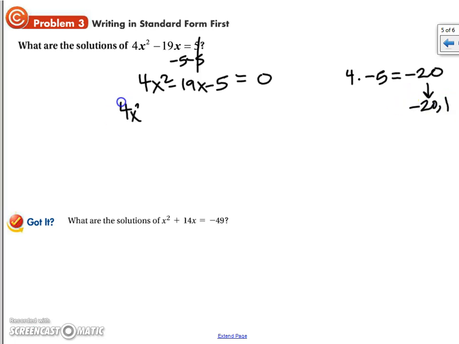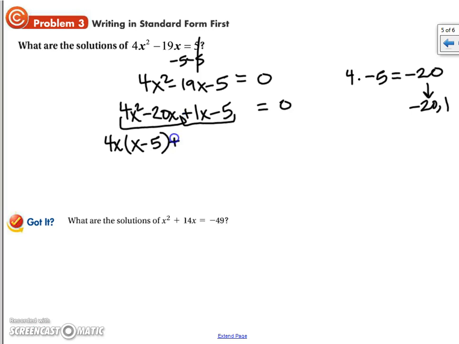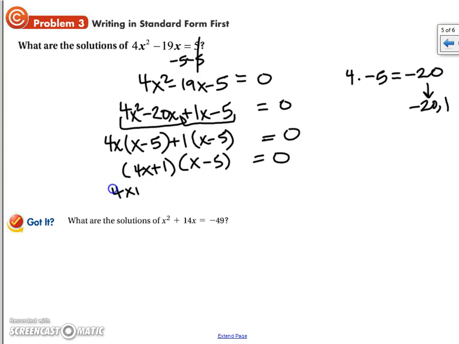Again, a is not 1, so we need to rewrite our b term. That's 4x squared minus 20x plus 1x minus 5. Again, it's going to be equal to 0. We need to group our first two terms and find our GCF. Our GCF is 4x. When you divide your 4x out, you're left with x minus 5. For the second group, there is not a whole number that we can pull out, so we're just going to pull out a 1, and you're left with x minus 5. So our two factors are going to be 4x plus 1 and x minus 5. Again, it equals 0. Now we're going to set each one of these equal to 0 to solve.